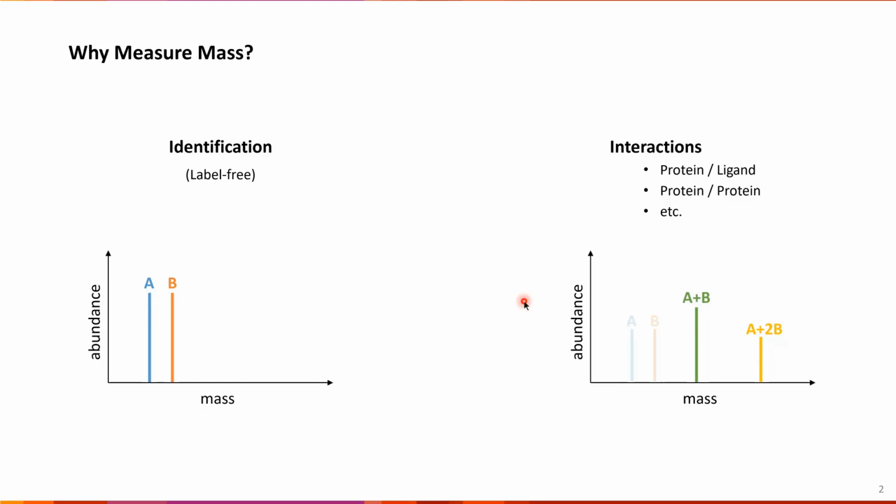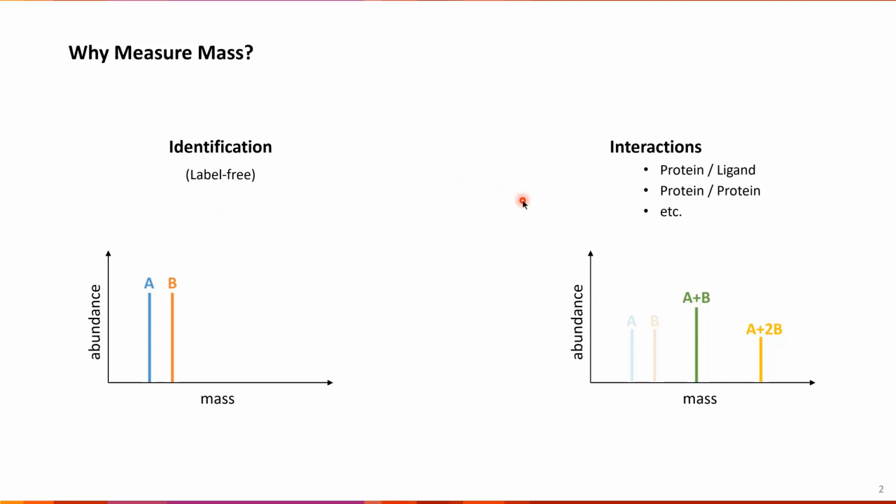One reason you would want to do this is for biomolecular identification. For example, with proteins, because each protein has a unique amino acid sequence, they also have unique masses. So if you were to measure the mass of a mixture of proteins, here two proteins, A and B, you could distinguish them based on their mass alone, and you don't need to add any special label or tag to distinguish these species.